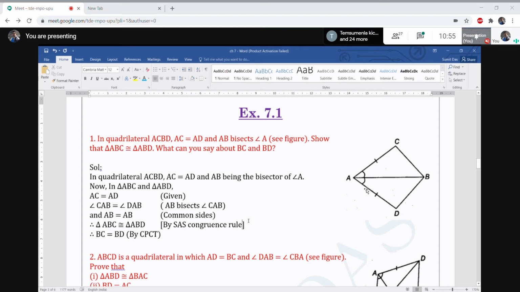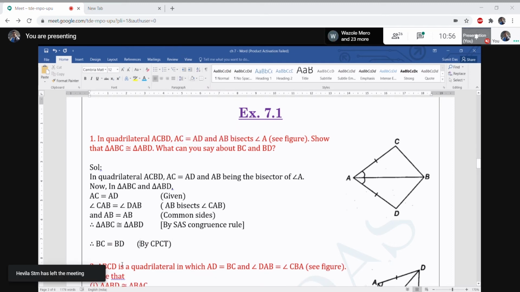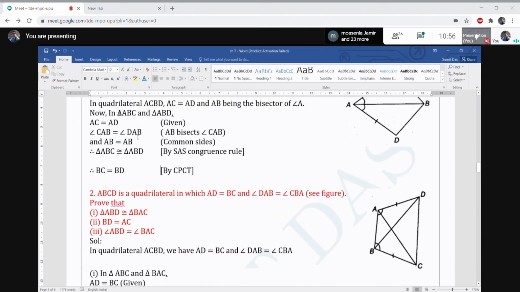Okay, now if ABC and ABD are congruent, I mean these two triangles are congruent, what can we say? Can we say BC equal to BD? BC means this side and BD, because they are the CPCT, corresponding parts of congruent triangles. So we can say by CPCT, BC equal to BD. That is what the question actually asked, what you can say about BC and BD. We can say BC and BD are equal because of corresponding parts of congruent triangles. Okay, then next, question number 2.